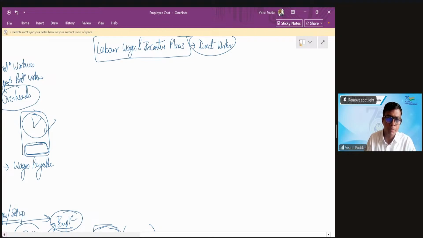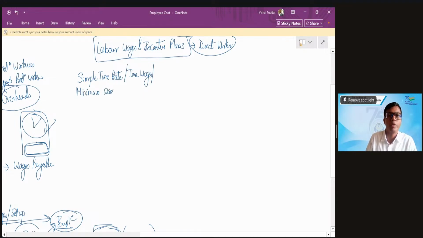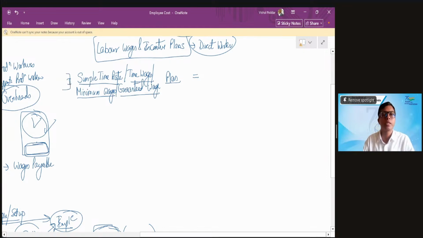सो सबसे पहले प्लान का नाम है सिंपल टाइम रेट, या इट इज ऑल्सो कॉल्ड एज टाइम वेजेस, इट इज ऑल्सो कॉल्ड एज minimum wages, or it is also called as guaranteed wages plan. तो प्लान ये कॉमन वर्ड है। सो सिंपल टाइम रेट प्लान, टाइम वेज प्लान, मिनिमम वेज प्लान, गारंटीड वेज प्लान। इस पर्टिकुलर प्लान में आपका वेजेस कैसे कैलकुलेट होगा?